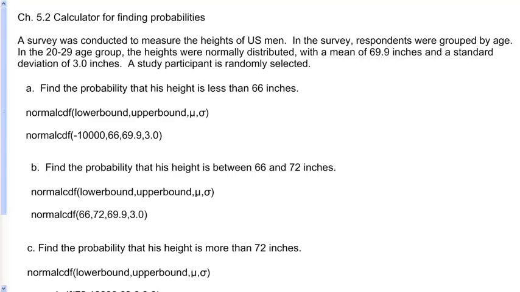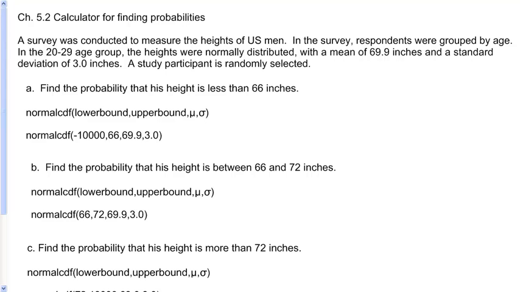This problem comes from Chapter 5.2, Calculator for Finding Probabilities. It says a survey was conducted to measure the heights of U.S. men. In the survey, respondents were grouped by age. In the 20 to 29 age group, the heights were normally distributed with a mean of 69.9 inches and a standard deviation of 3 inches. A study participant is randomly selected.